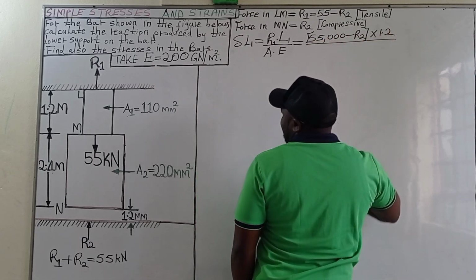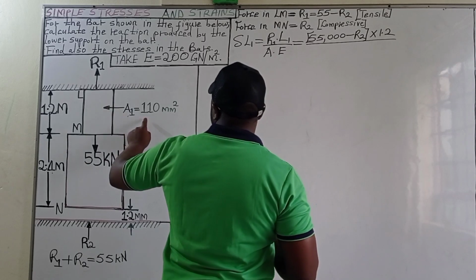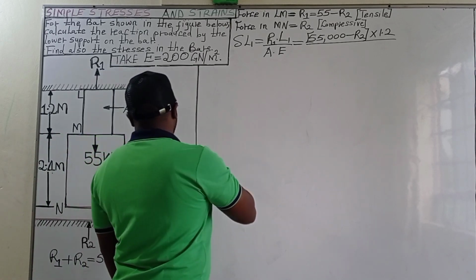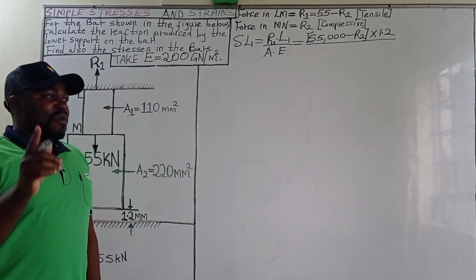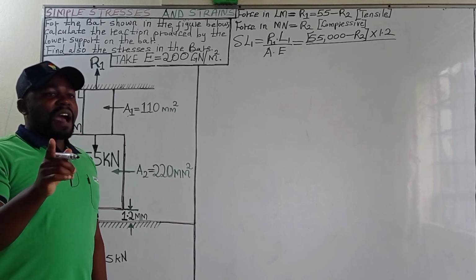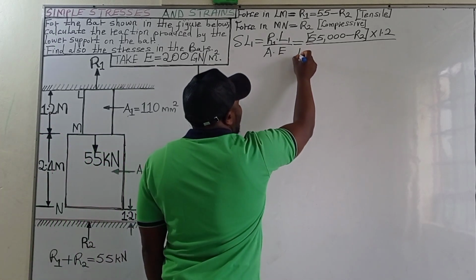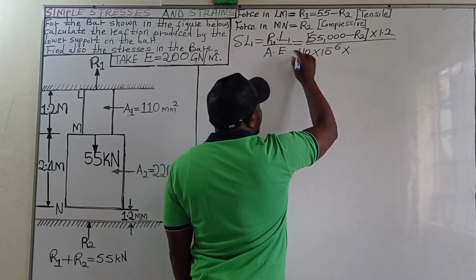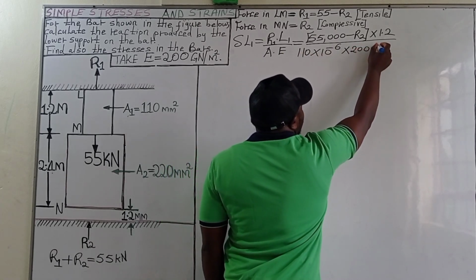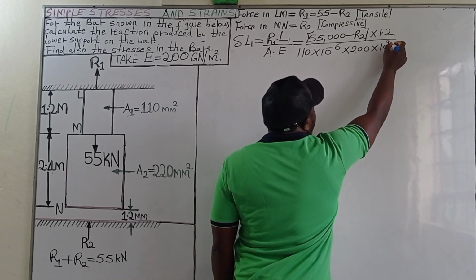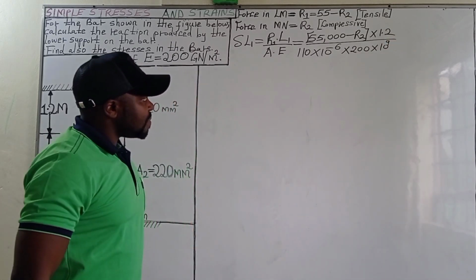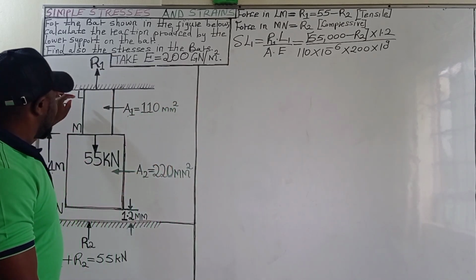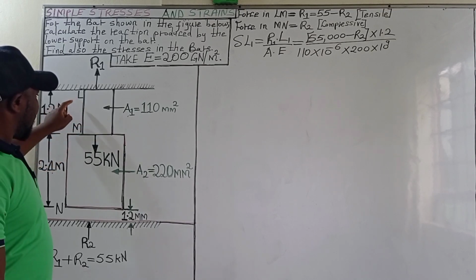Divide this by the cross-sectional area of the upper bar, that is 110 square millimeters. We need to convert it to square meters. So 110 divided by a million, because 1 square meter is equivalent to a million square millimeters. So we are going to have 110 times 10 raised to the power of -6, multiplied by the Young's modulus of elasticity, which is 200 giganewtons. Convert it to newtons per square meter. That is 10 raised to the power of 9. So this is the extension in the upper bar, the bar LM.